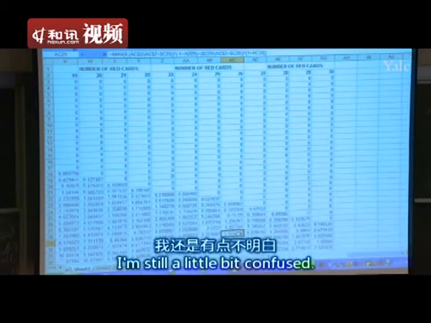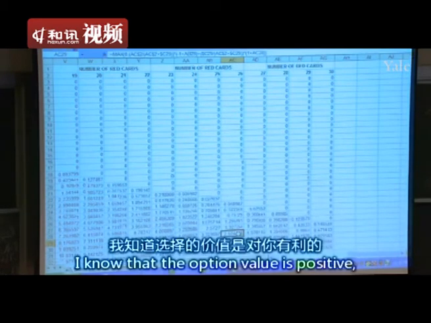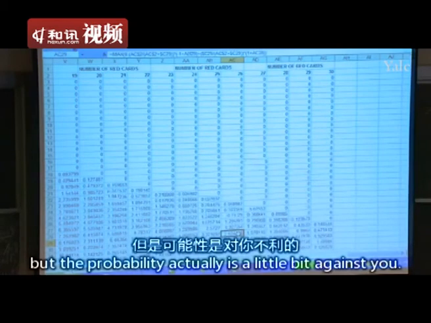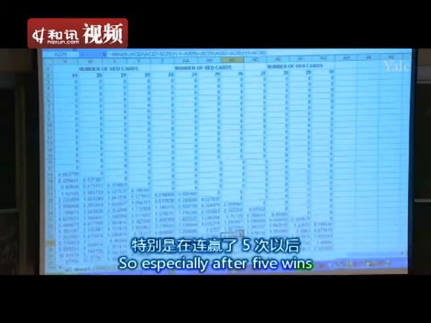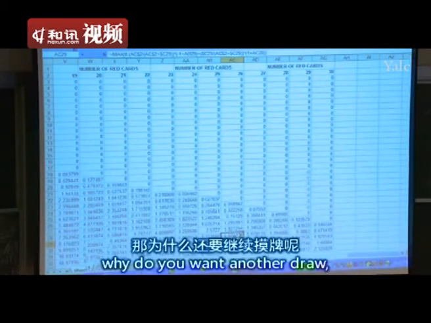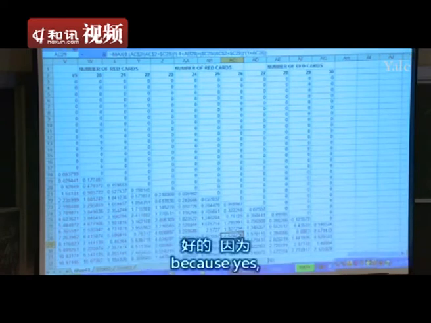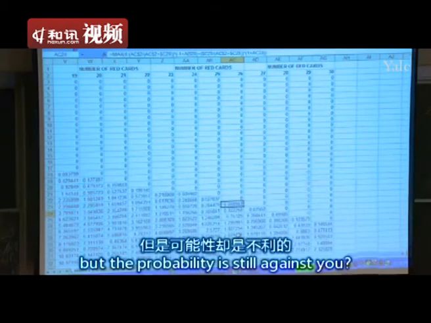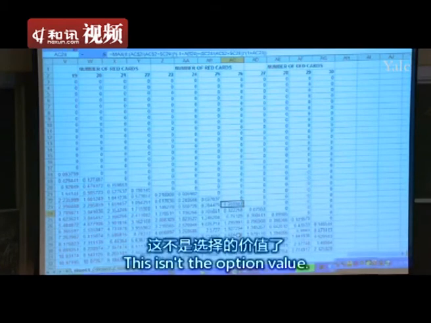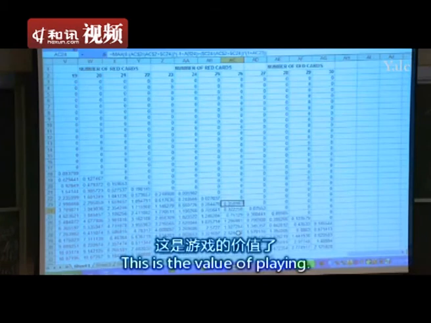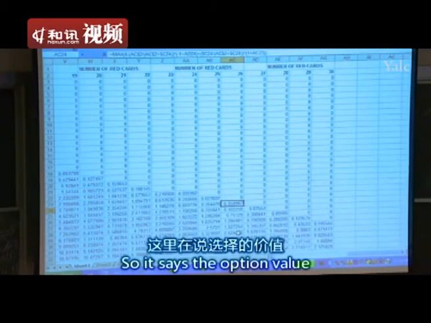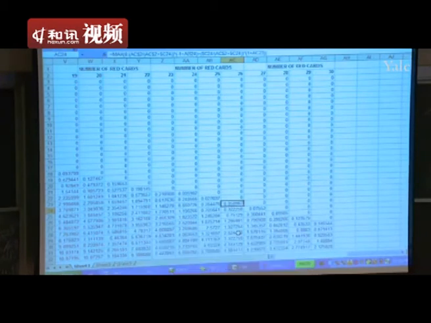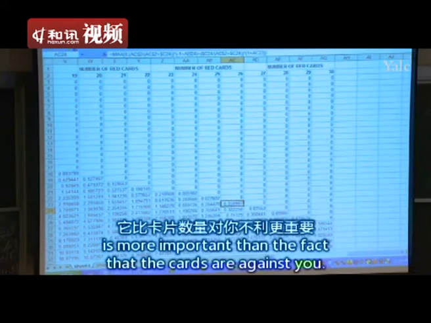Yes. I'm still a little bit confused. I know that the option value is positive. But the probability actually is a little bit against you, especially after 5 wins. Why do you want another draw? Because yes, the option value is a little bit positive, but the probability is still against you. So, yeah. This isn't the option value. This is the value of playing. Okay, so it says the option value is more important than the fact that the cards are against you.